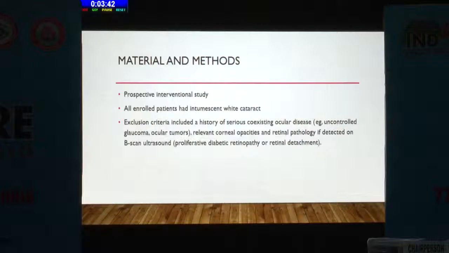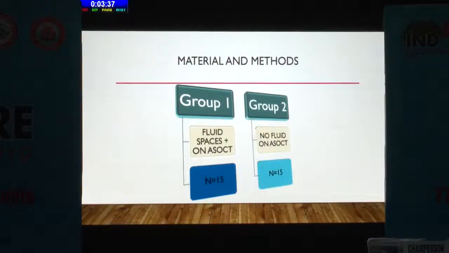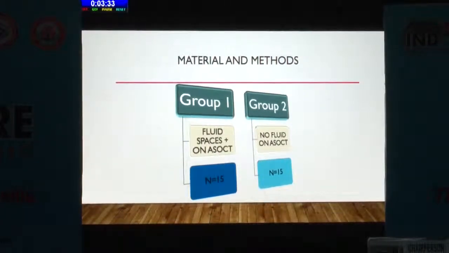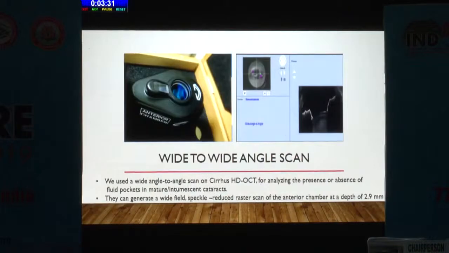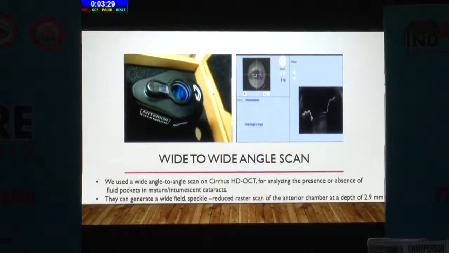All the patients enrolled had white cataracts. Anything with a retinal pathology was excluded. So we made two groups. We had group 1, which had fluid spaces, which is 15 eyes, and group 2 with no fluid spaces. What is available to us is the anterior chamber OCT, the Casia SS-1000 series 500. We can use this wide-to-wide angle scan, which can generate an image of the lens up to a depth of about 2.9 mm.